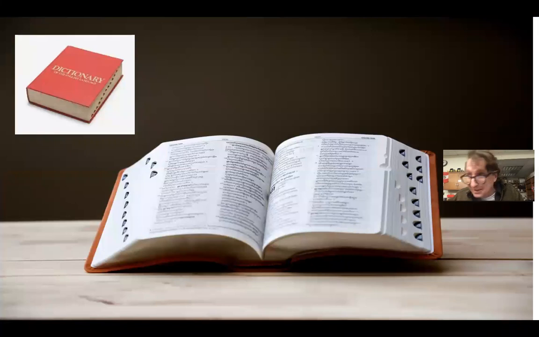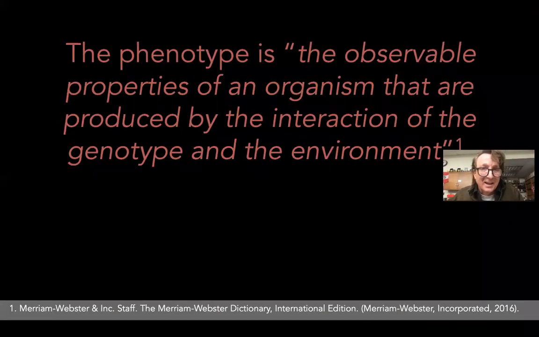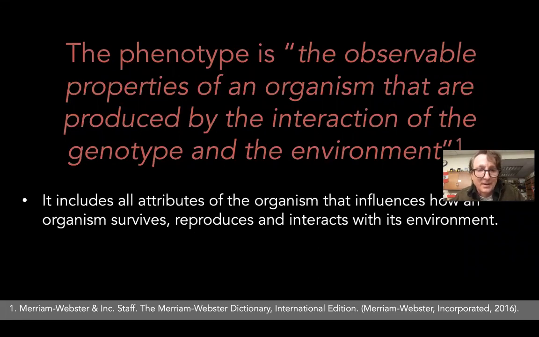All right, so let's step back, big picture, and go to the dictionary. In particular, if we look at what a trait is, a trait can be formally defined in terms of what a phenotype is. So we have to understand what a phenotype is. The definition of a phenotype is an observable property of an organism that's produced by the interaction between the genotype and the environment, right? So when we study traits, we're really studying the phenotype. And the phenotype is a constellation of traits, right? The phenotype includes all these different attributes of an organism that influence how that organism survives, reproduces, and interacts with the environment.